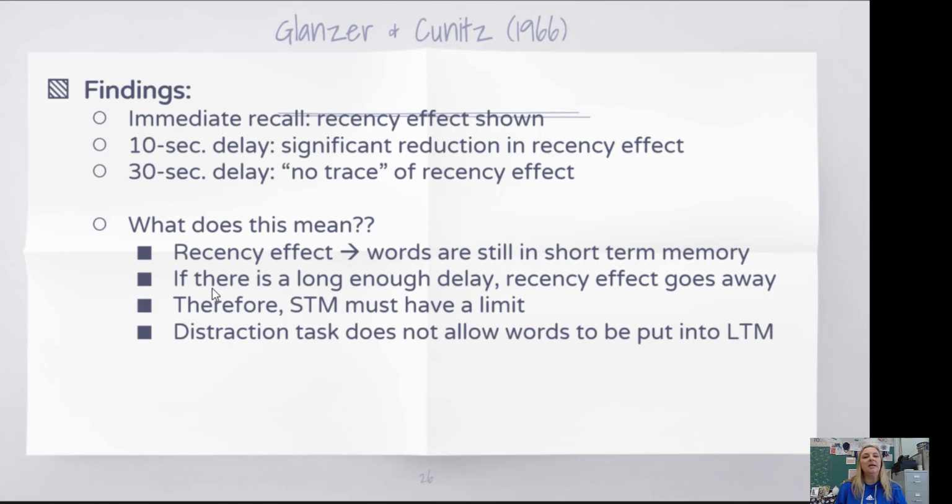What does this mean? Well, it means that the recency effect is because the words of the list are still in our short-term memory. If there's a long enough delay between when the list is read and when you are asked to recall the list, you're not going to be able to remember the words from the end of the list because they're no longer in your short-term memory. This gives us proof that short-term memory has a limit, that there is only about 30 seconds for us to recall words, and that our short-term memory replaces the information in it pretty quickly. And that was shown through the distraction task. Because people aren't allowed to rehearse those words at the end of the list, they weren't put into our long-term memory.